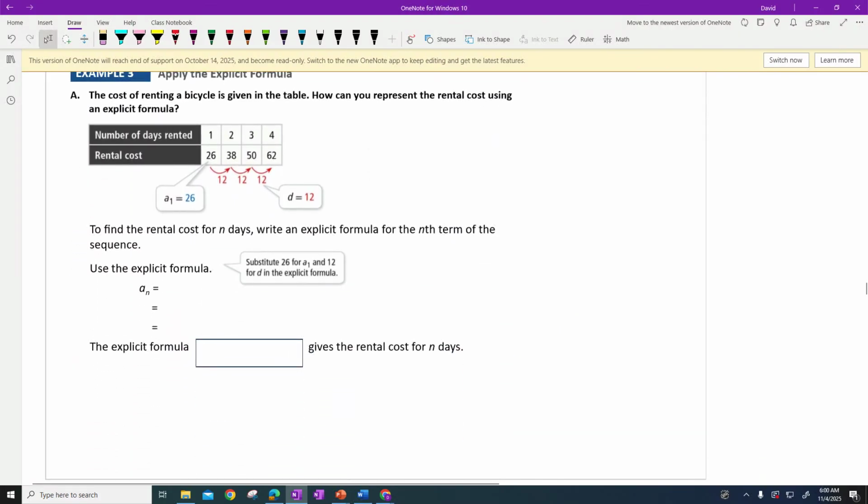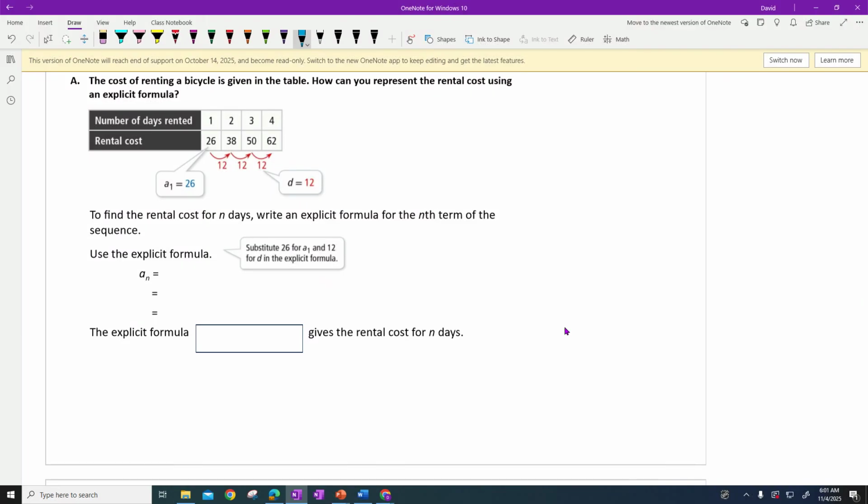Alright, so if we're looking at this, it looks like it's a sequence. I'm going up by 1s here, and here I'm going up by 12. So they helped us out here. Now I'm going to show you something a little bit different today. So hang in there with me. So just use the explicit formula.